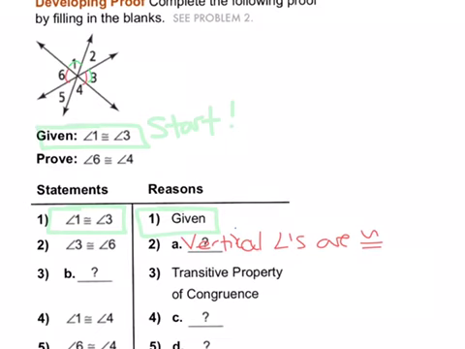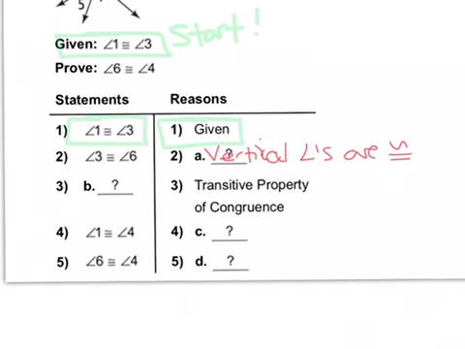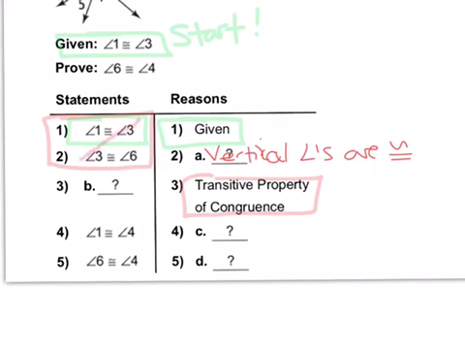Okay, from there, as I look at step 3, I see that the statement is not written in there, but I can tell that the reason is the transitive property of congruence. So what I'm going to do is look at the first 2 steps. If you notice, step 1 says angle 1 is congruent to angle 3, and angle 3 is congruent to angle 6. If I cross off those middle pieces, it will give me angle 1 is congruent to angle 6. That's using the transitive property.